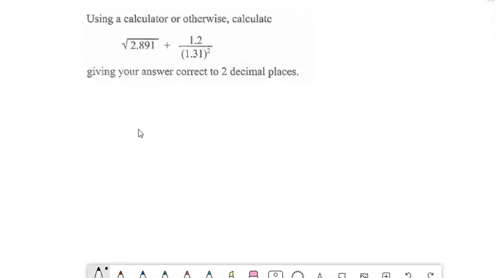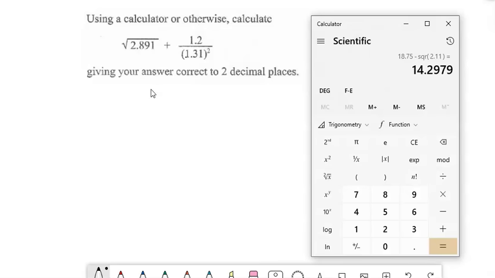Okay, so using the calculator, calculate the square root of 2.891 plus 1.2 over 1.31 squared. And we have to give our answer to two decimal places. So calculators. Now, you know you can always pause the video, do the calculation, and then see if you have the right answer or we have the same answers.